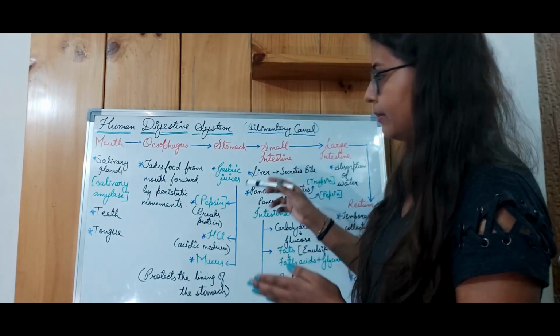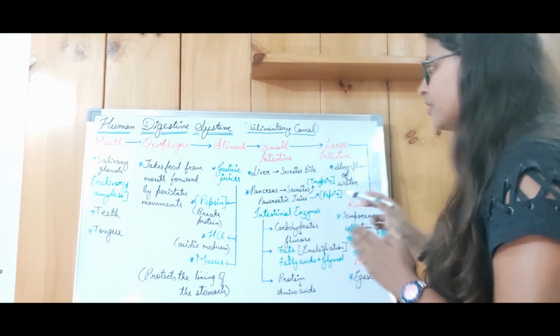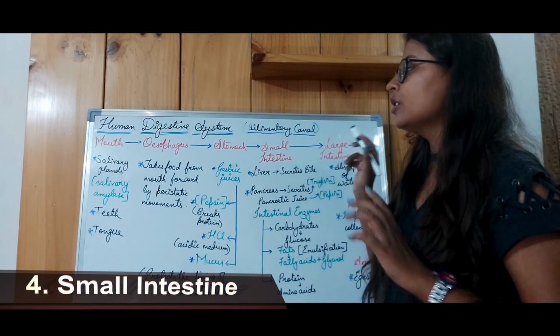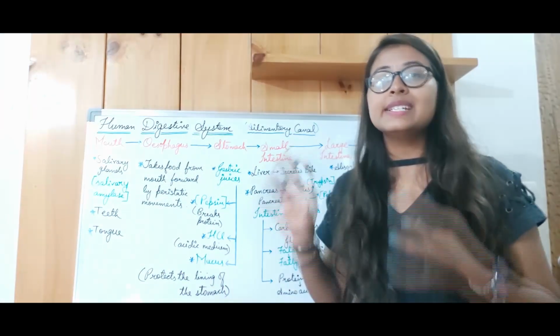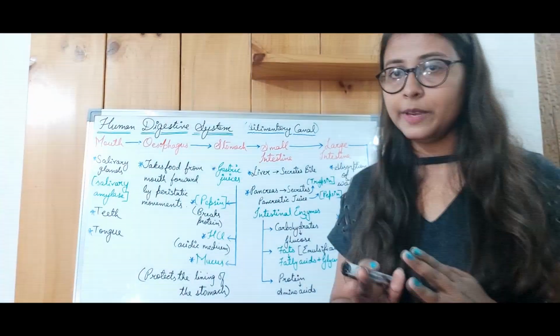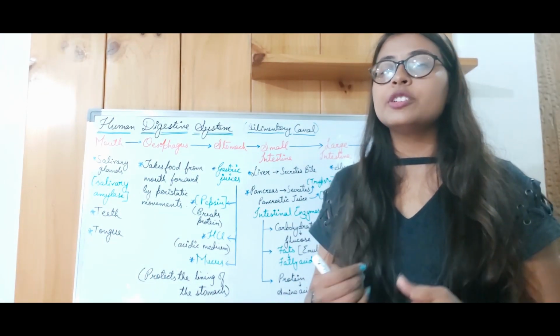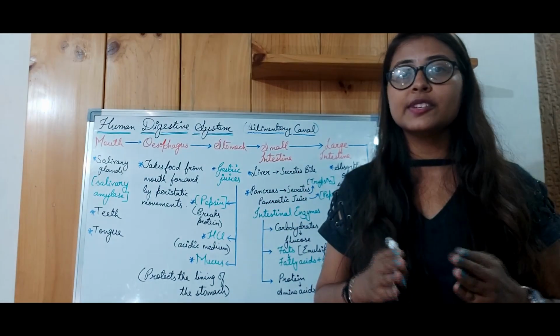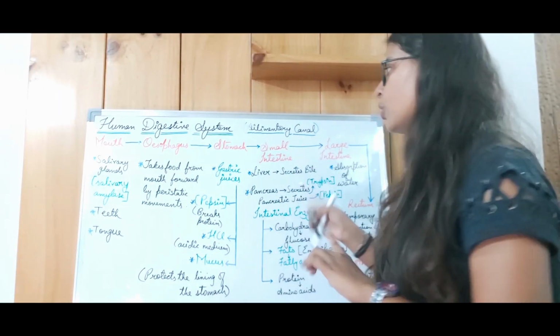Now, after the stomach, the food passes into the small intestine. The small intestine is the most important part of our digestive system. It is in this part that the entire digestion process comes to an end. So, if you are asked which part of the alimentary canal is where digestion takes place completely, it is the small intestine.